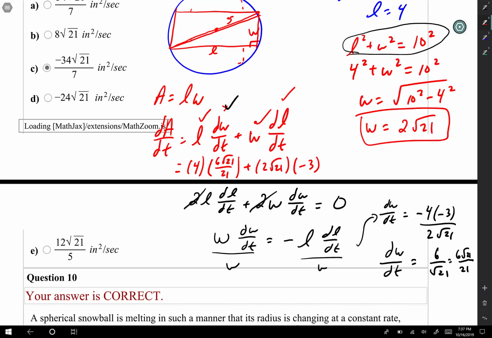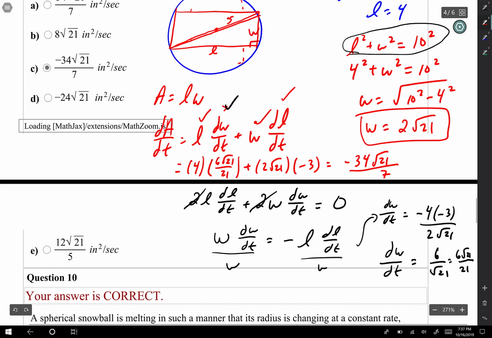All that is divided by 21. And I'm going to add 2 square root of 21 times negative 3. And I get an answer of negative 34 square root of 21 over 7.